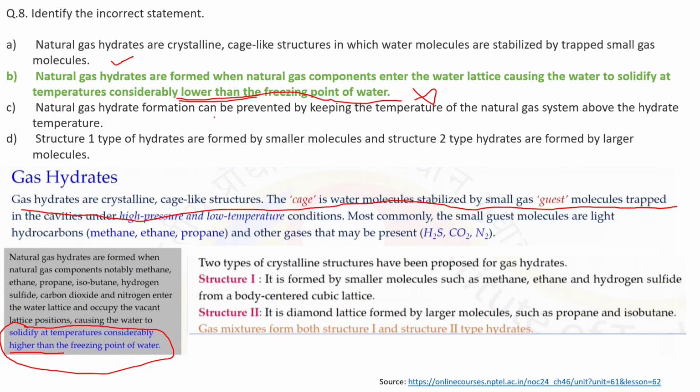Natural gas hydrate formation can be prevented by keeping the temperature of the natural gas system above the hydrate temperature, which is correct, as if the temperature is higher than the hydrate temperature, then the water molecules will not solidify and it will not form the gas hydrates. And structure one type of hydrates are formed by small molecules and structure two type by larger molecules, which has also been explained while defining the different structures for gas hydrates. So here option B is our incorrect statement. So we have to choose option B.